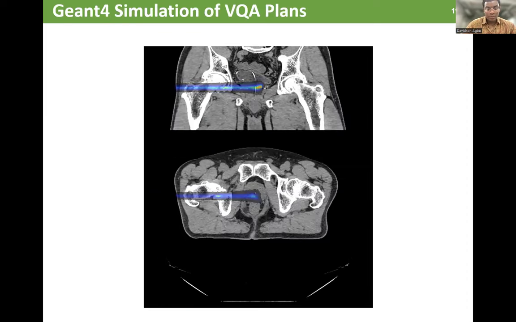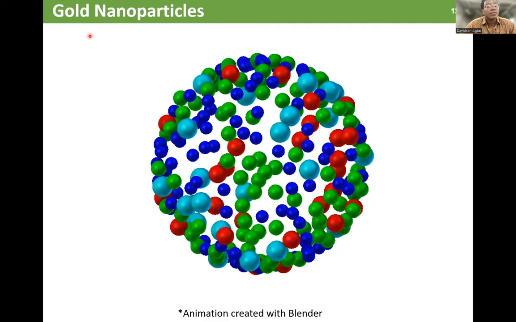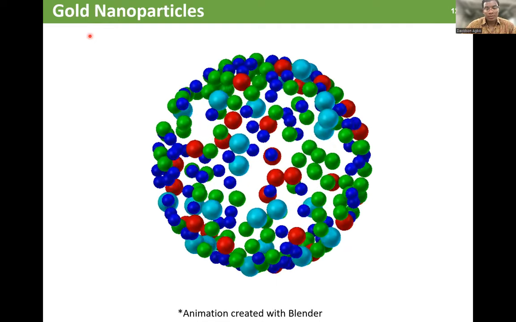And this was spot scanning. In the proton section, we use a spot scanning technique. This was a Geant4 Monte Carlo simulation. And this was gold nanoparticles.